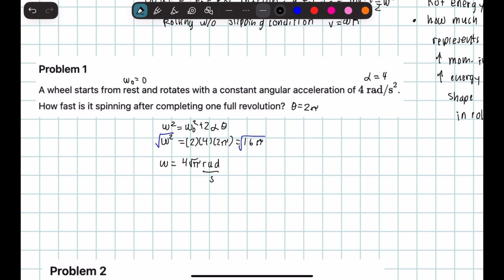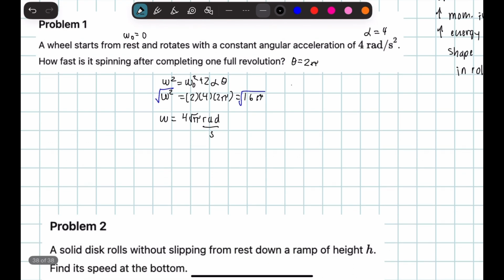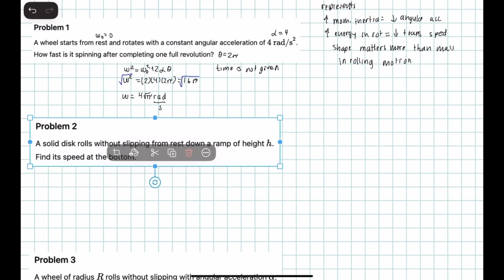The reason we use this equation is because time is not given. When time is not given, you have to use the CAKE equation that is not defined in terms of time, because there's no way to solve for it. So now let's continue on to our second problem.